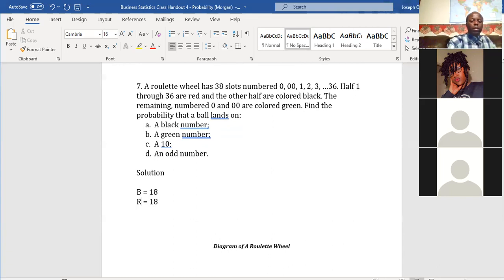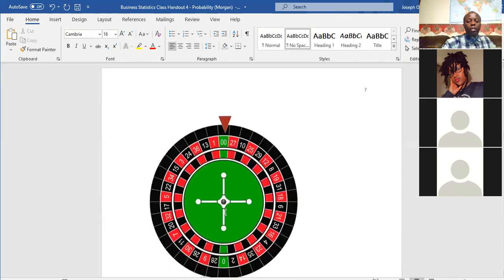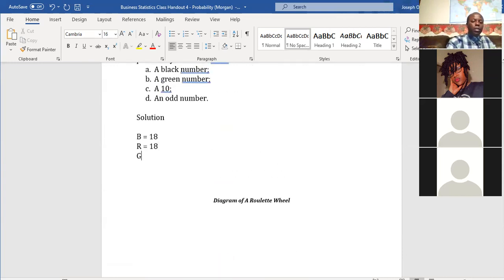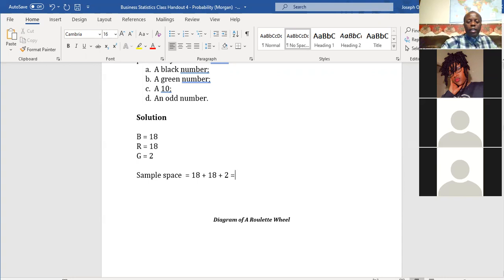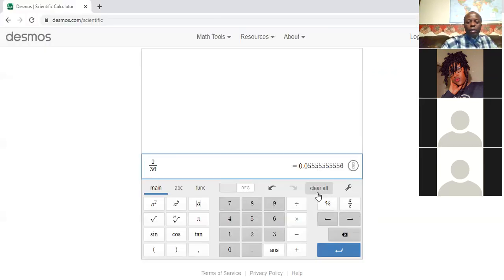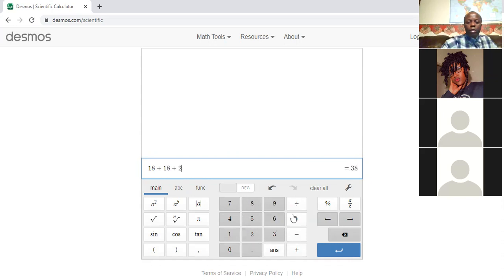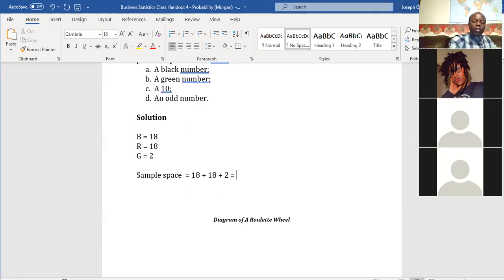So R, red, is 18. Then the remaining ones, the green ones: there are only 2 greens. So G for green equals 2 of them. When you add this total for a roulette, the sample space, you add all these together: 18 plus 18 plus 2. See, 38. Sample space 38. Okay, so you got 38. Now, once we have the sample space, we can begin to answer the question.